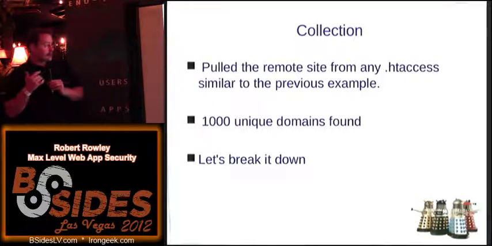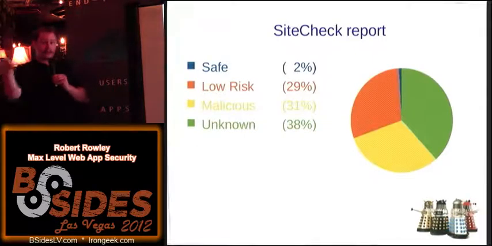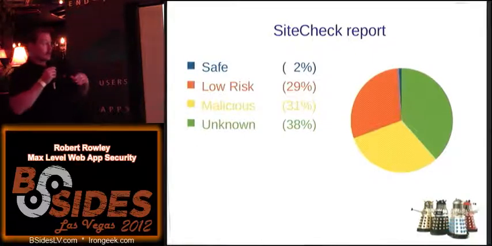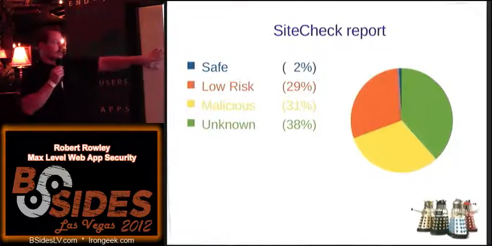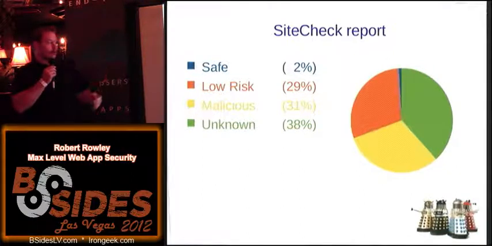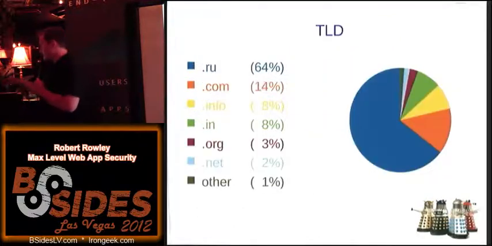So I'm going to break it down. For the vast majority of them, I scanned all of them against sitecheck.com. 2% were safe. About 40% were unknown, which I'm going to presume also means they were just not known to be malicious yet. And the majority were low risk or known malicious sites. This shows that this was very good information that I had on this list of URLs.